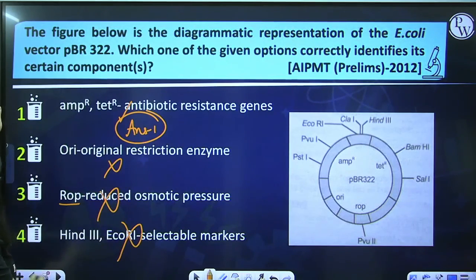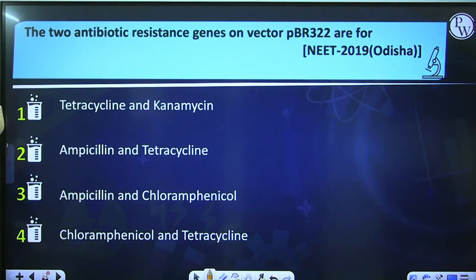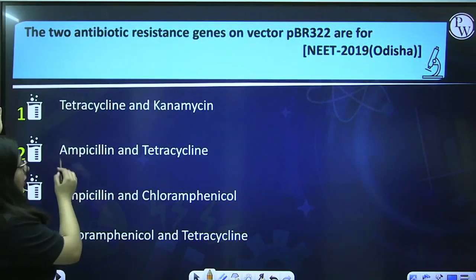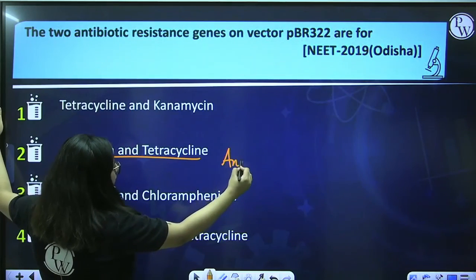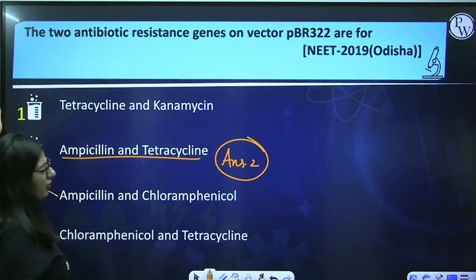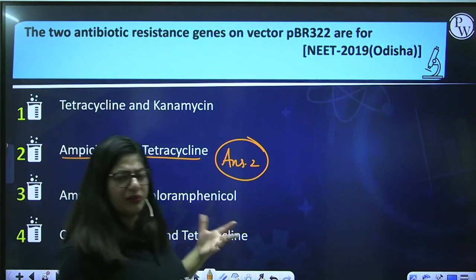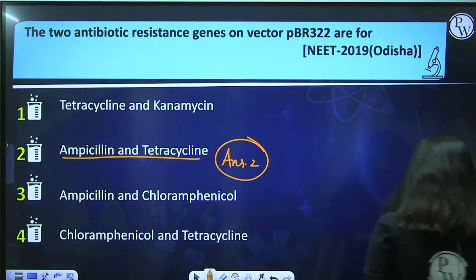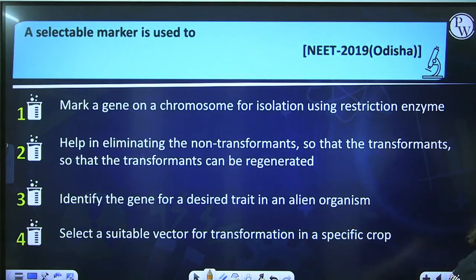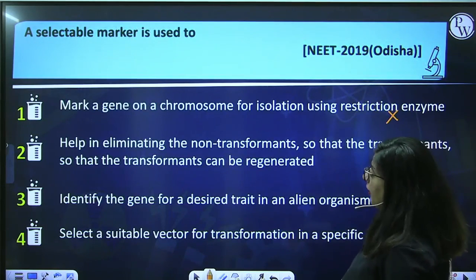Next, the two antibiotic resistance genes of vector pBR322. Very simple: ampicillin and tetracycline. Answer 2. Straightforward questions, so I'm not going to explain them. Next, a selectable marker is used to. What's the need of a selectable marker? Mark a gene on a chromosome for isolation? No. Help in eliminating the non-transformants so that transformants can be regenerated.